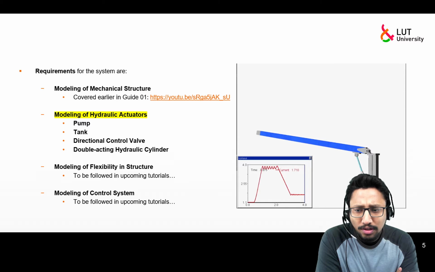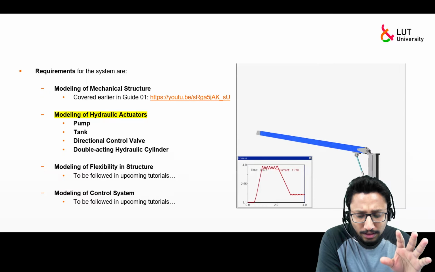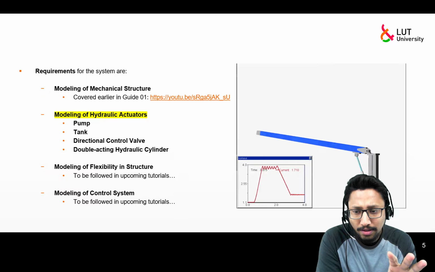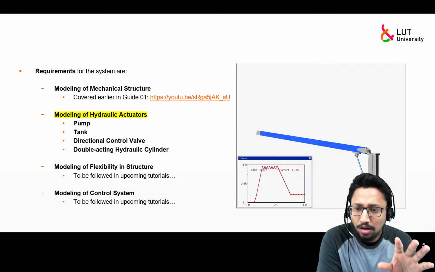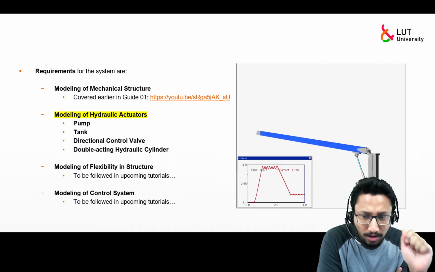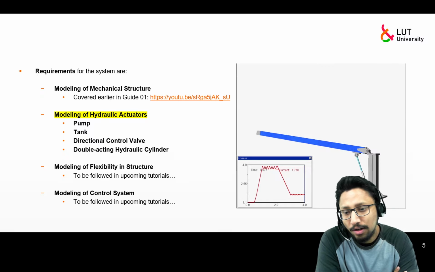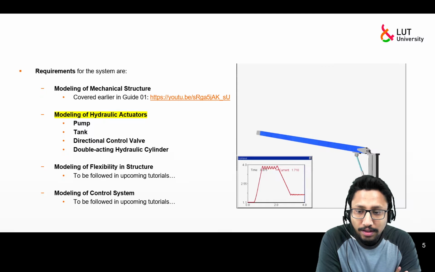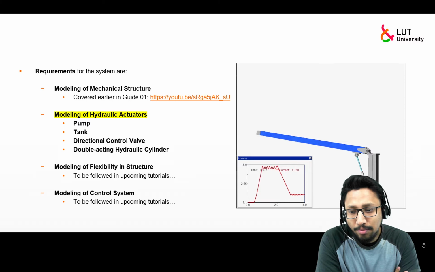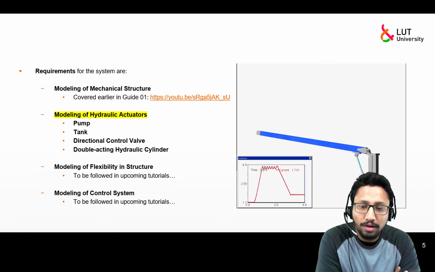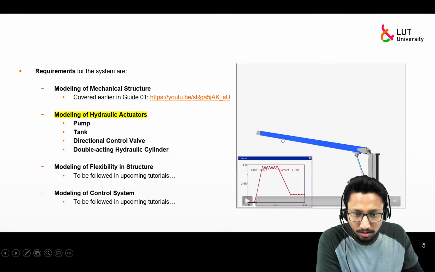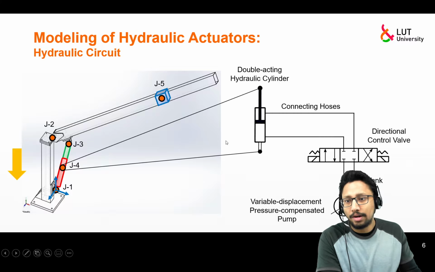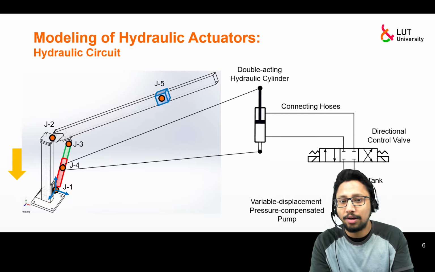We'll be using very basic components. The hydraulic circuit will be a simple hydraulic circuit, and the components will comprise a pump, a tank, a directional control valve, and a double acting hydraulic cylinder or actuator. Then modeling of flexibility in the structure and modeling of the control system will follow in the upcoming tutorials, so stay tuned for that. Let's go ahead and see the hydraulic circuit.